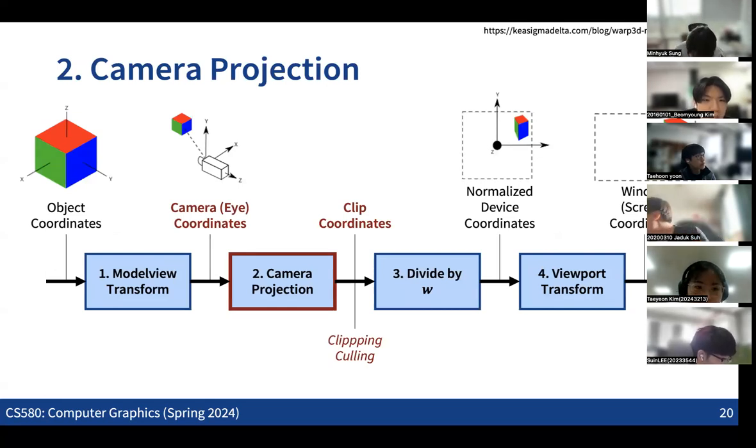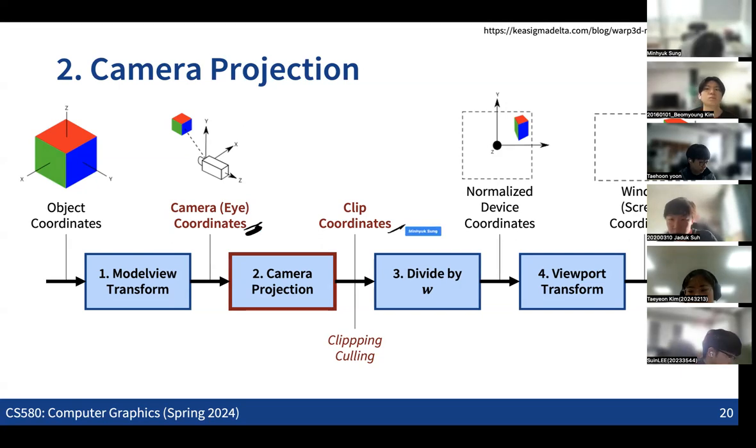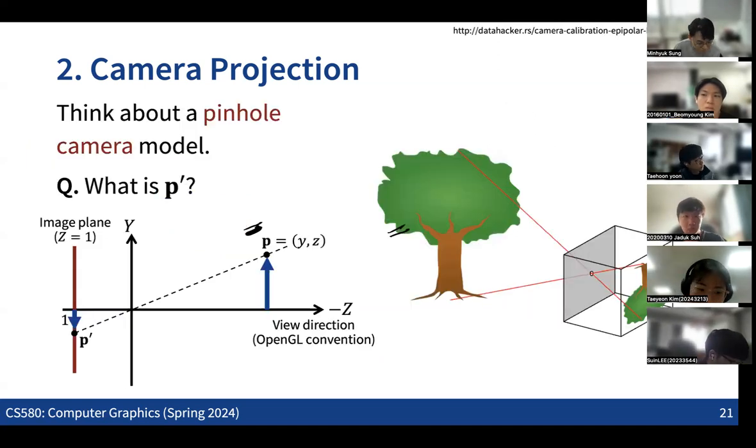Then the next step is that now we want to project all these 3D objects in the scene onto the 2D plane. That's what we do with the camera projection, which converts the camera coordinates into the clip coordinates. So this is the conversion from the camera coordinate system to clip coordinates, and it is all about projection.